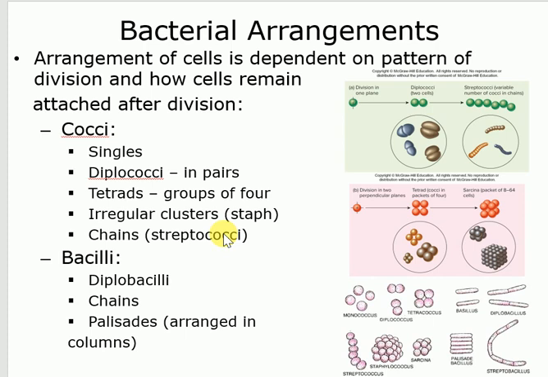On the other hand, it can be palisade. Palisade is something like this. This is rod shaped, right? So this is a bacillus. Here is another bacillus on top of it. It looks different from this, right? Something like this. Okay? We call that the palisades.